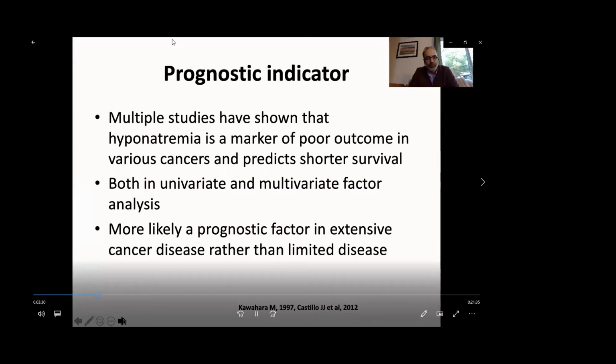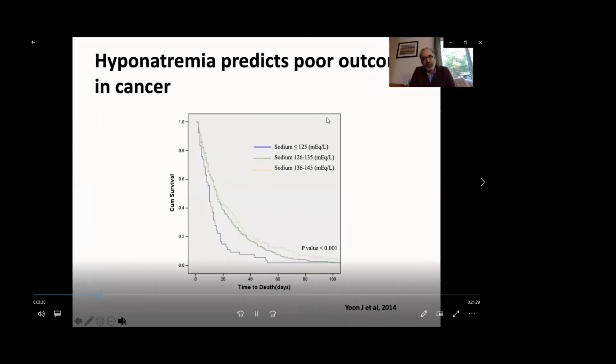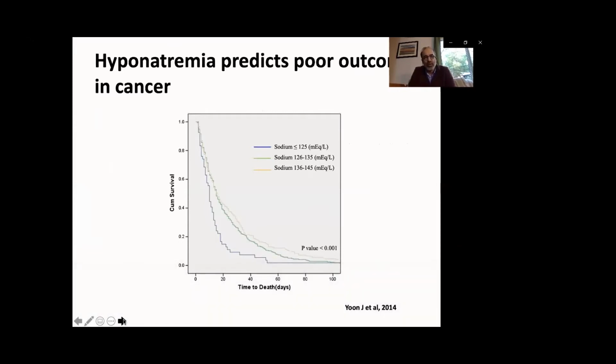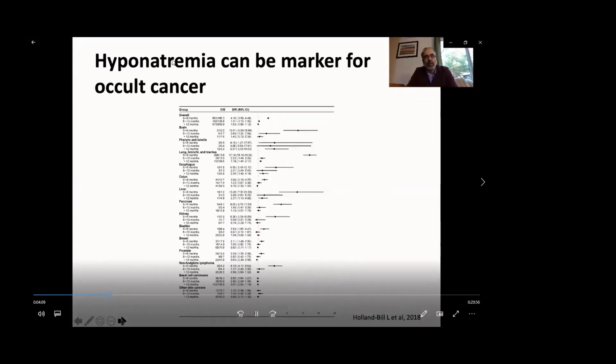This slide essentially shows the association between hyponatremia and poor outcome, and essentially it's a survival curve, which is telling you that if your sodium level is lower, in this case less than 125, you have much poorer survival as compared to a sodium level of up to 135, or in patients where the sodium level is actually in the normal range. So clearly showing, again, the point that I was trying to make earlier, that hyponatremia is a prognostic indicator.